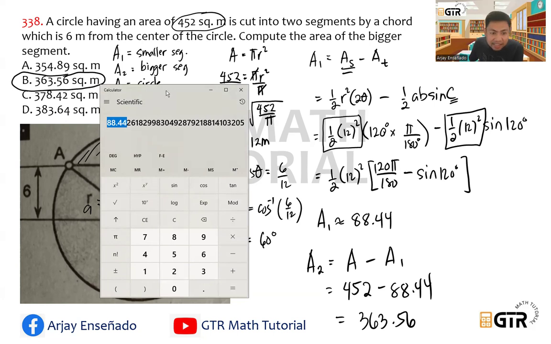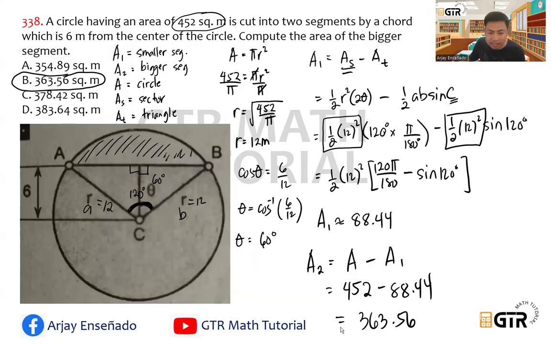Okay, and then subtract that from 452. So 452 minus that, I will get 363.56 rounded to 2 decimal places. Okay, so therefore, the answer is letter B.